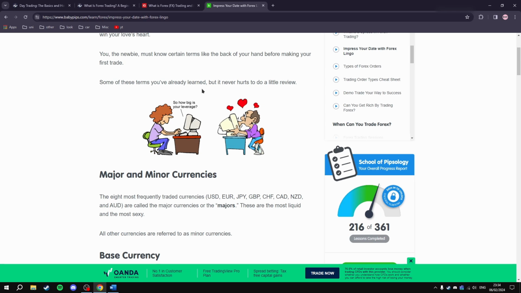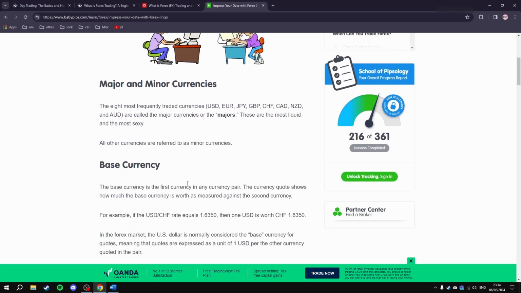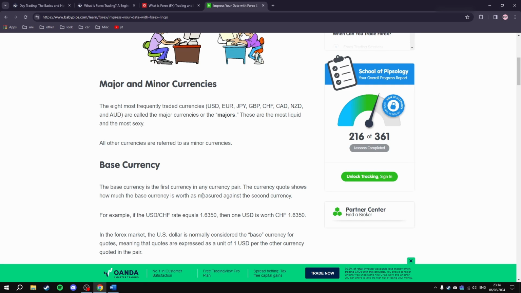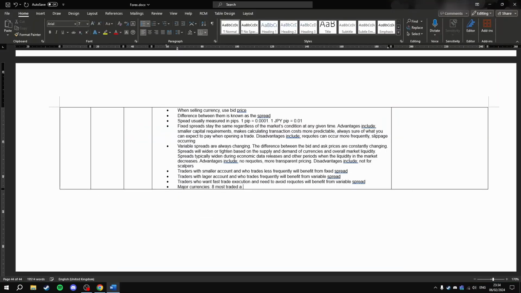Major and minor currencies. The 8 most frequently traded currencies are called the major currencies, or the majors. These are the most liquid and the most sexy. All other currencies are referred to as minor currencies. So, major currencies: the 8 most traded, and liquid currencies.